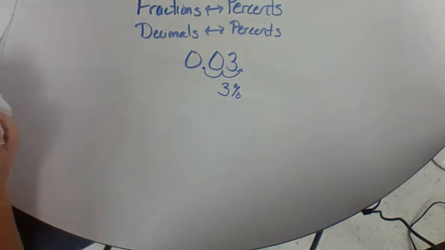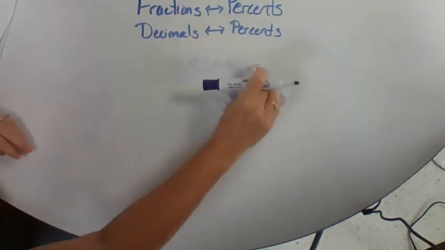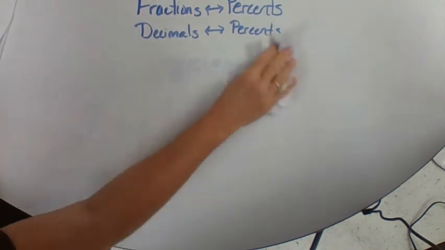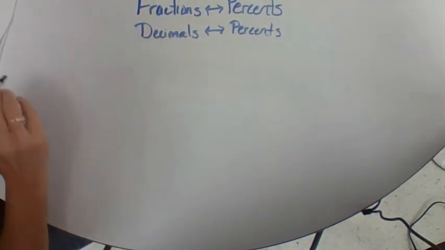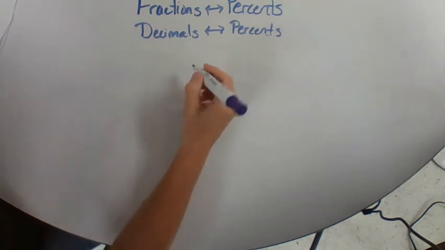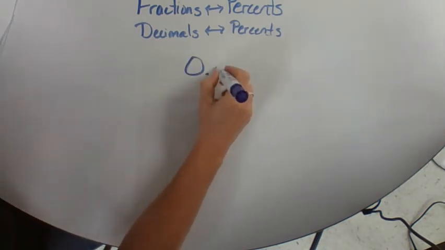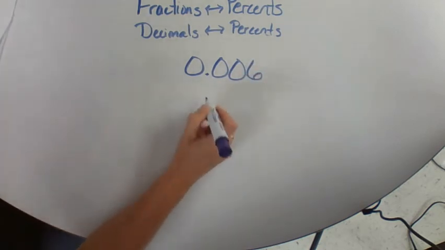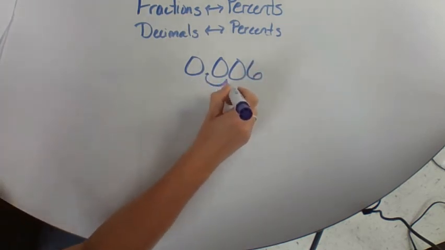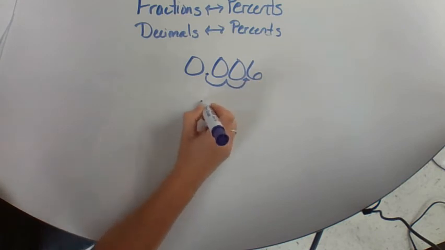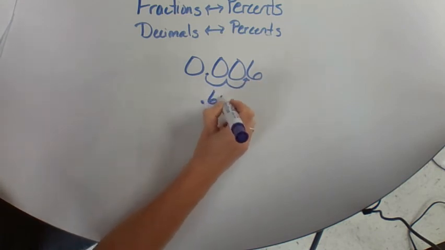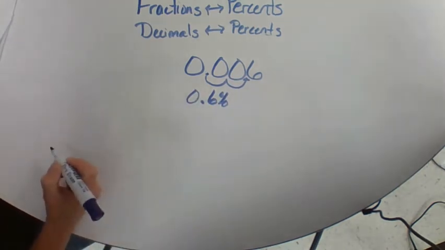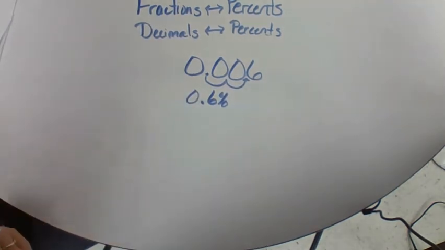Let's take a look at one more, where we could have a really crazy decimal. Suppose we have the decimal 0.006. We're going to move the decimal over 2 places, only 2, and our percent is actually a decimal number. It's 0.6%, so it's less than 1%.